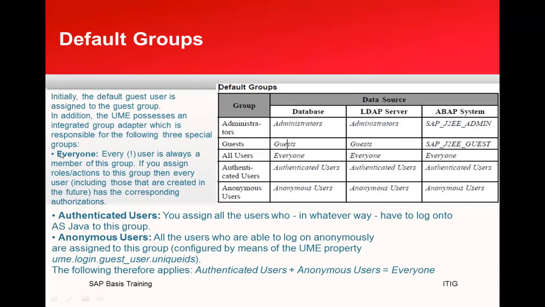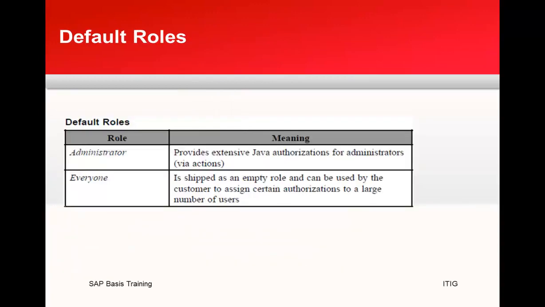Everyone: every user is always a member of this group. If you assign roles or actions to this group, then every user has the corresponding authorization. Authenticated users: you assign all users who in whatever way log on to AS Java to this group. Anonymous users: all users who are able to log on anonymously are assigned to this group. So authenticated users plus anonymous users make up everyone.